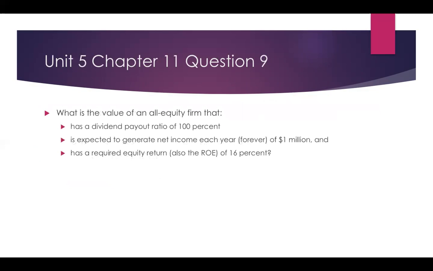Okay, chapter 11, question 9. What is the value of an all-equity firm that has a dividend payout ratio of 100%, is expected to generate net income each year of 1 million, and has a required equity return of 16%?